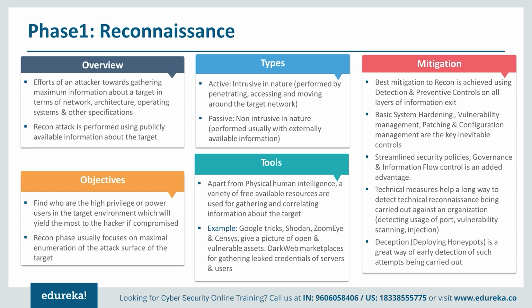So what are the ways we can mitigate in the reconnaissance phase? There should be proper detection and prevention controls in each and every layer. System hardening, vulnerability management, patching, and configuration management are the key controls available. When you harden the image, harden the operating system, and patch all the vulnerabilities, there is nothing vulnerable left, and the software, network devices, and applications are configured properly. Configured properly means the right configuration suits your enterprise or environment. And also policy streamlining.